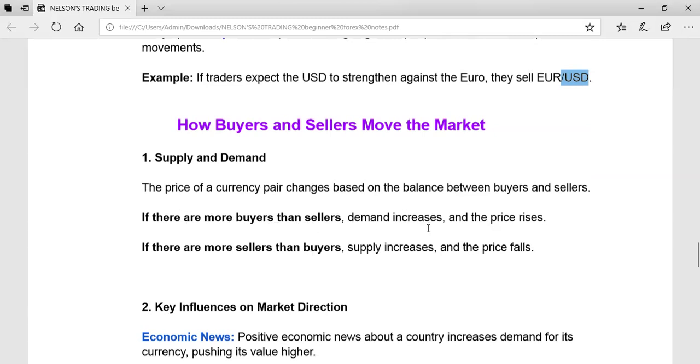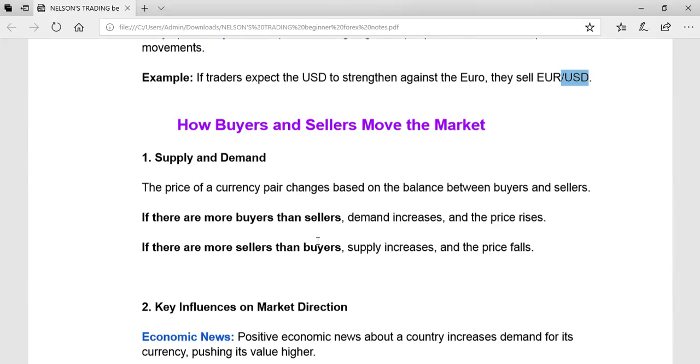As usually in a business, if there are more buyers than sellers, then the sellers will feel like they now own the market. If there are more buyers than sellers, demand increases and the price rises. On the other hand, if there are more sellers than buyers, the supply increases and the price falls.